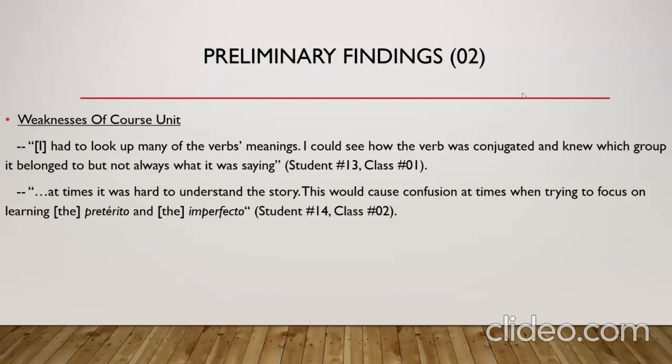Typically, a number of students commented that the lexical complexity of the book impeded their understanding of both verb tenses. So one student commented that they had to look up many of the verbs' meanings. "I could see how the verb was conjugated and knew which group it belonged to, but not always what it was saying." Another student said more or less the same thing, that at times it was hard to understand the story. This would cause confusion at times when trying to focus on learning the verb tenses.